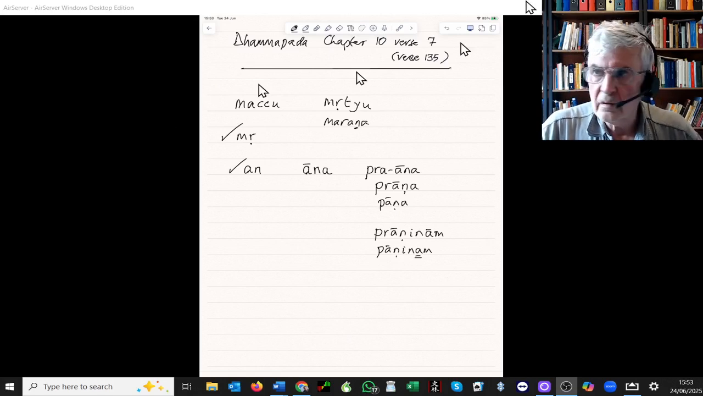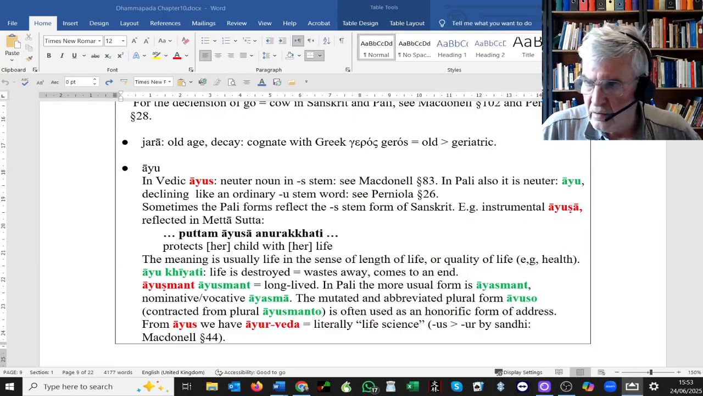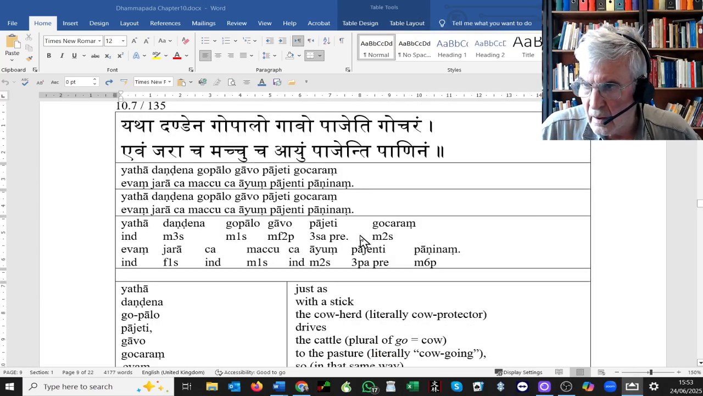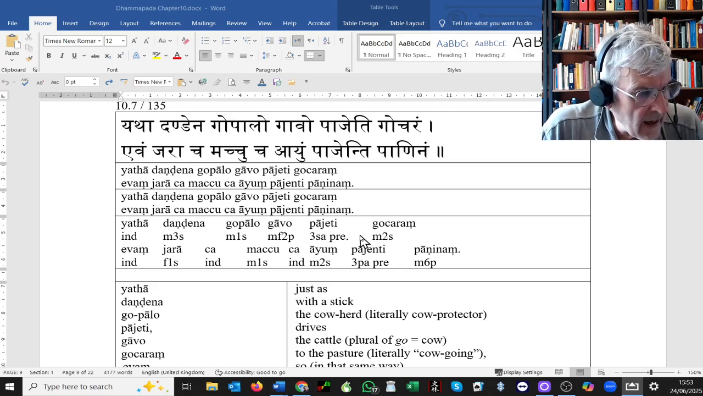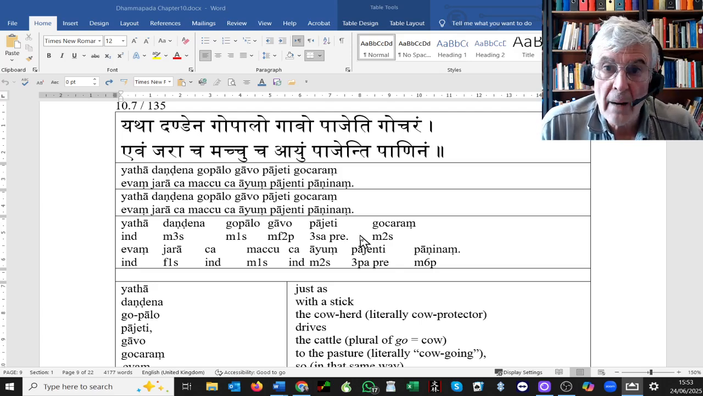So I will read this through again. Yatha dandena gopalo gavo pajeti gocharam evan jaracha machucha ayum pajenti paninam. And once more. Yatha dandena gopalo gavo pajeti gocharam evan jaracha machucha ayum pajenti paninam.